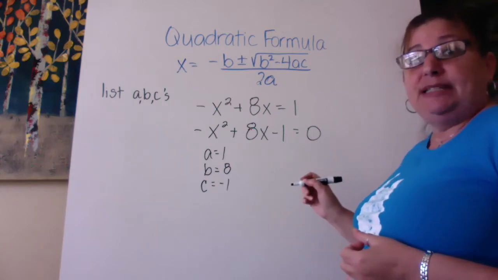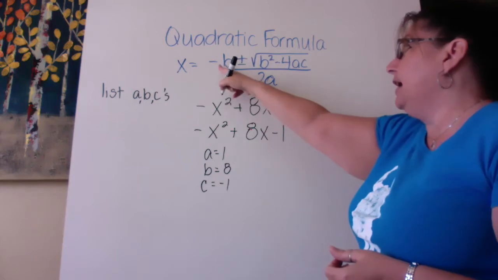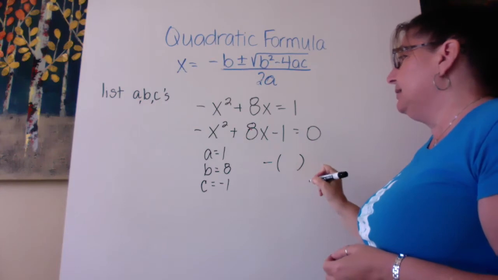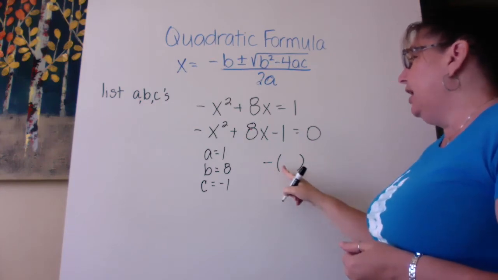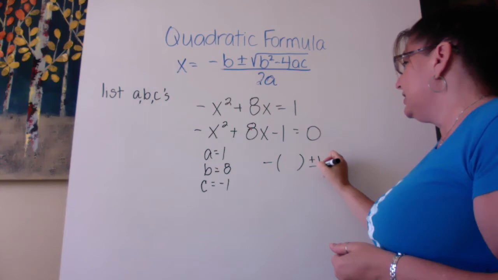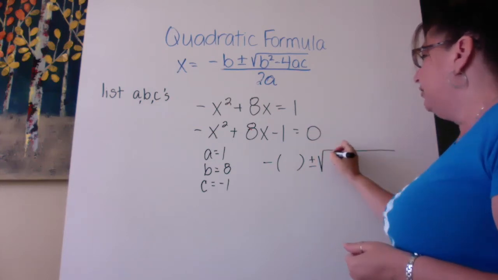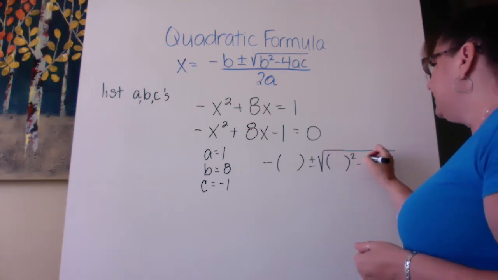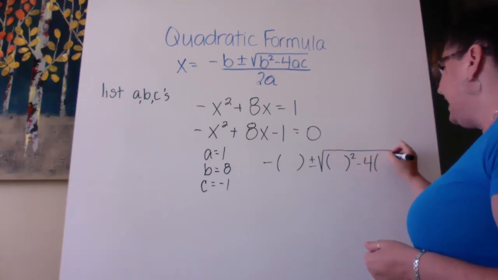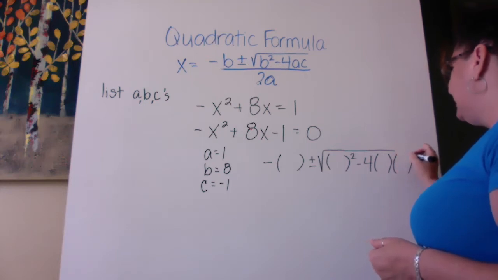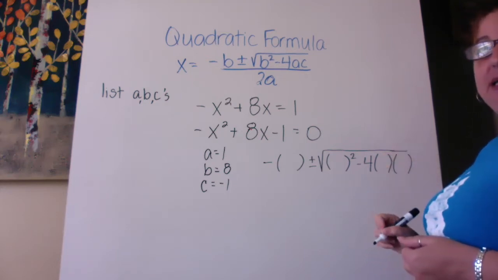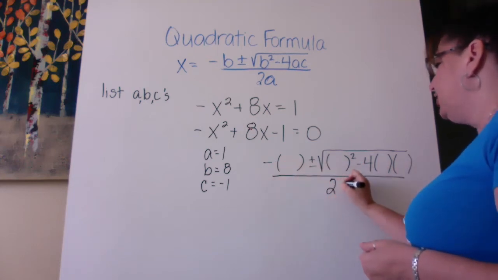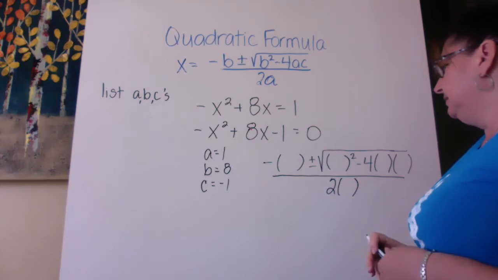So I have the opposite of B. The opposite of B. So I'm going to leave parentheses there because I'm going to fill it in all at the same time. The opposite of B plus or minus the square root of B squared, so I'm going to leave B blank, minus 4 times A times C, and I leave my A and my C blank, and that goes all over 2 times A.